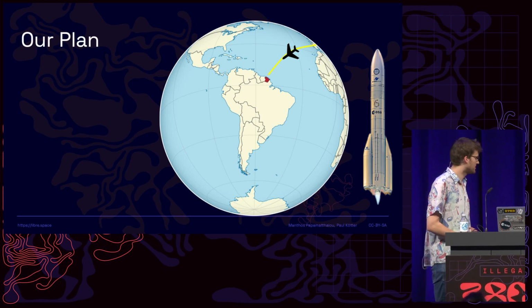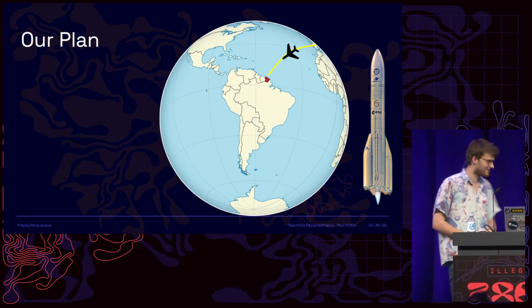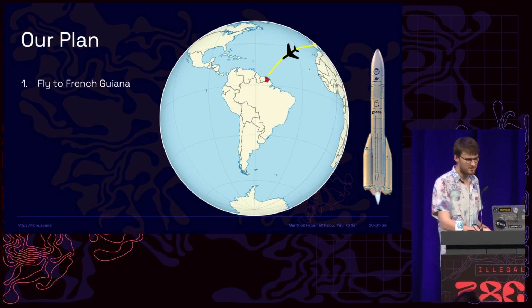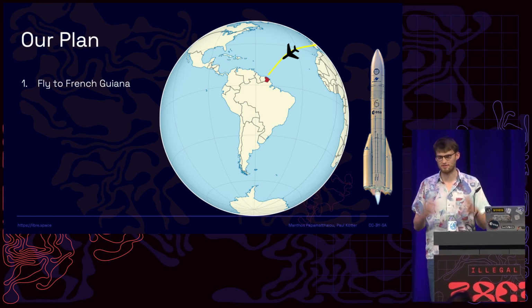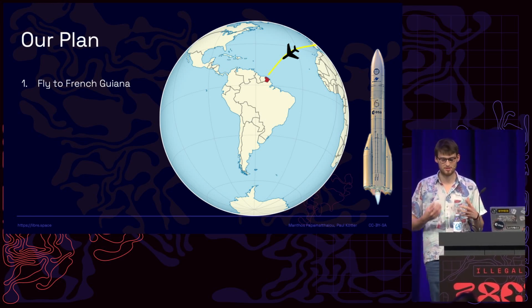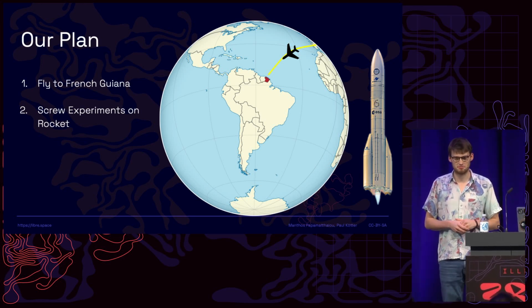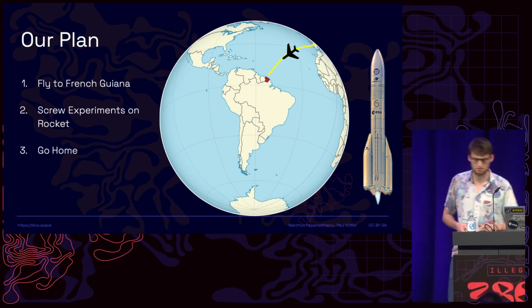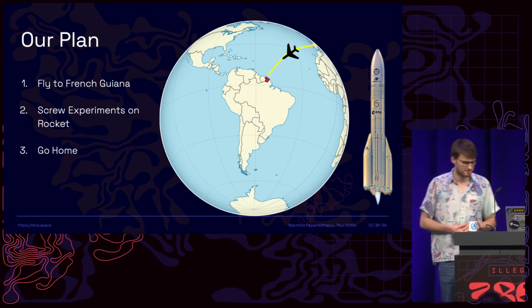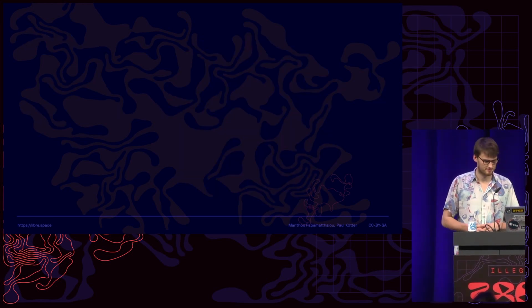And we had a plan. Our plan was to fly to French Guiana, which is where the rockets built in the European Union start from, and screw our experiments onto the rocket. And then we wanted to go home. But plans, yeah.